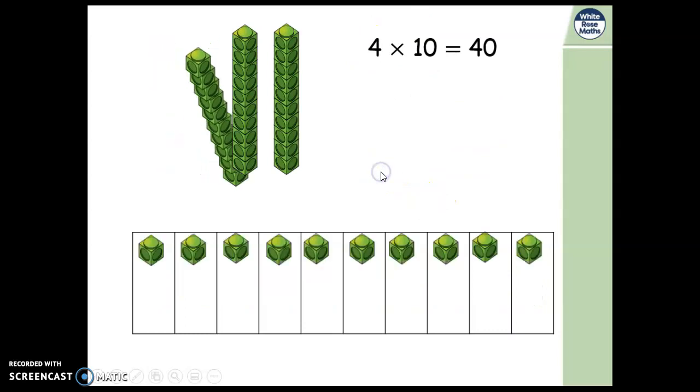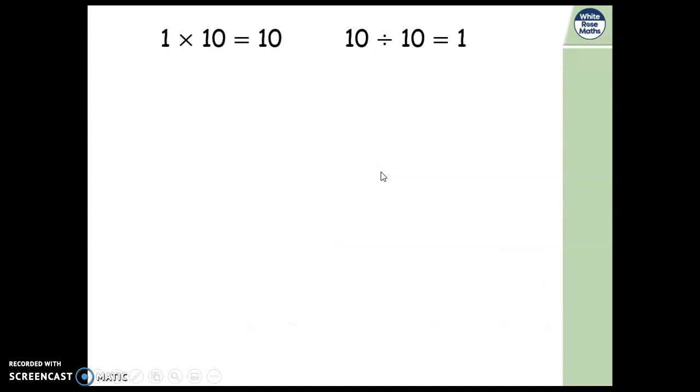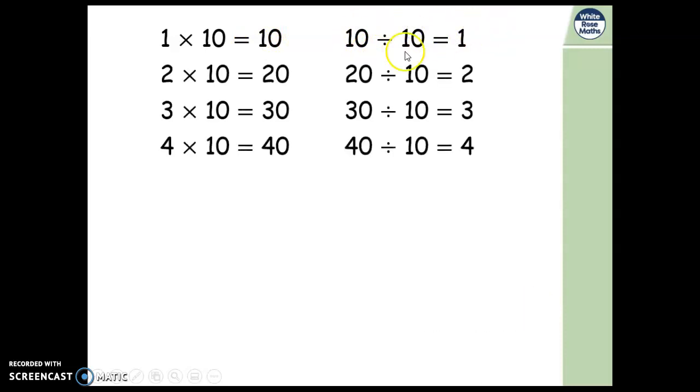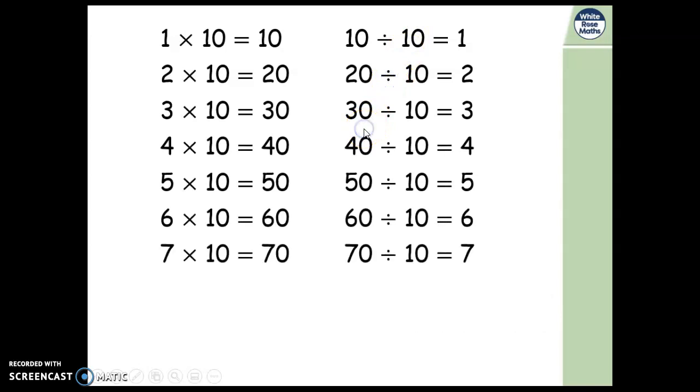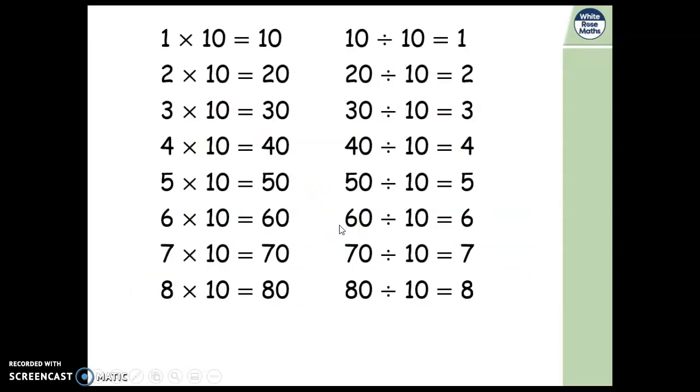4 times 10 is 40. 40 divided by 10 is 4. And so on. So 1 times 10 equals 10. Look at the same numbers, just in a different order for division. We can do this all the way up.